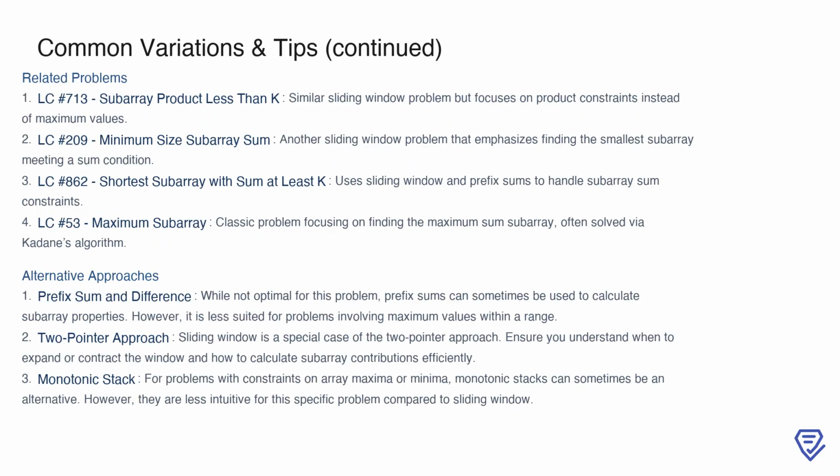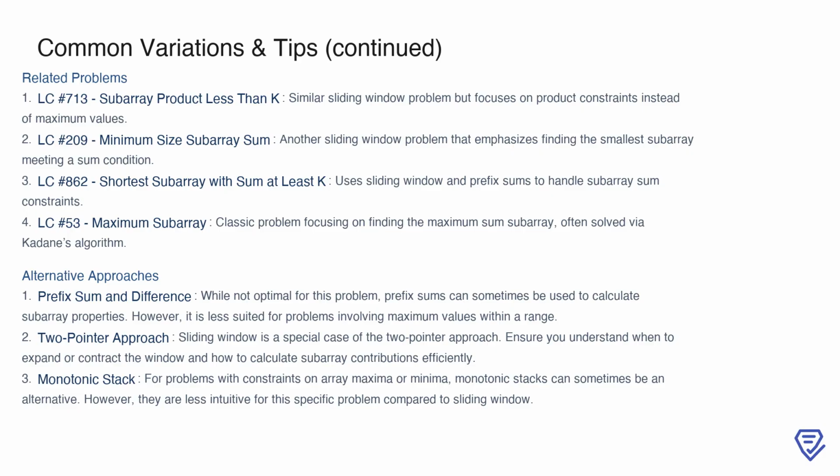Finally, let's connect this problem to related challenges and alternative approaches. Some similar problems include LeetCode number 713, which involves finding subarrays where the product of elements is less than a given value. This also uses a sliding window technique but focuses on products rather than maximum values. Another example is LeetCode number 209, where the task is to find the smallest subarray that meets a sum condition. Similarly, LeetCode number 862 leverages sliding windows and prefix sums to address some constraints, while LeetCode number 53 is a classic problem that focuses on finding the maximum subarray sum, often solved using Kadane's algorithm.